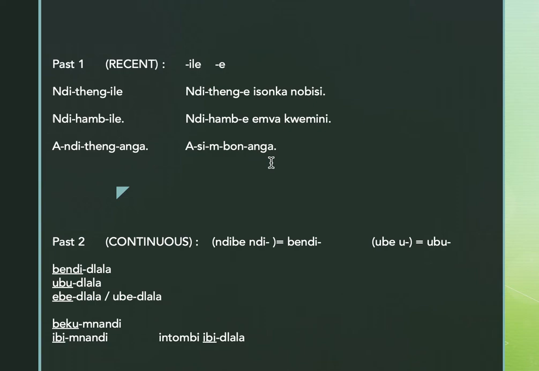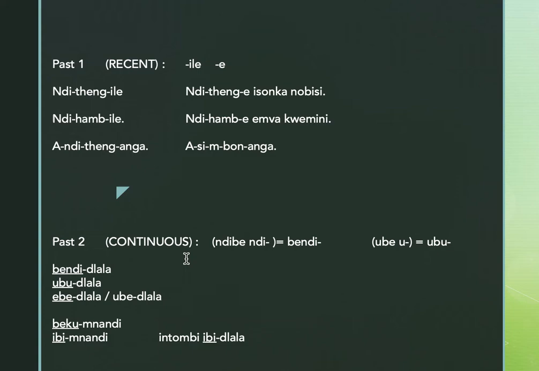The past tense two is often called the continuous past. I'm not so sure if it's always an applicable term because you can't compare it 100% to the English continuous past, but it is pretty similar to that. And it could be translated as I was doing something.